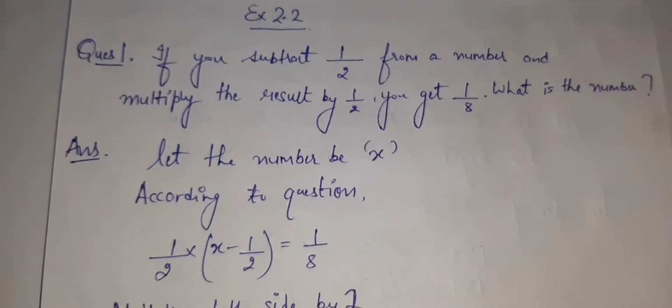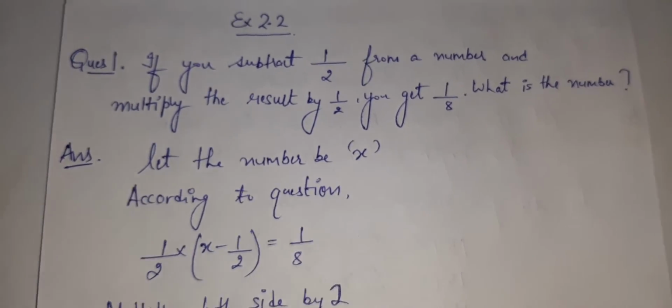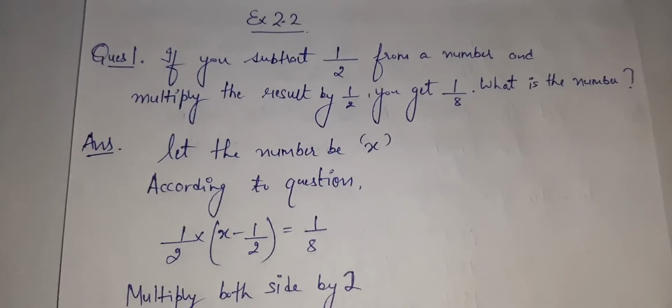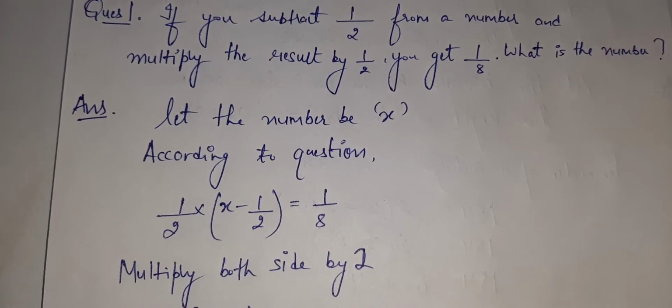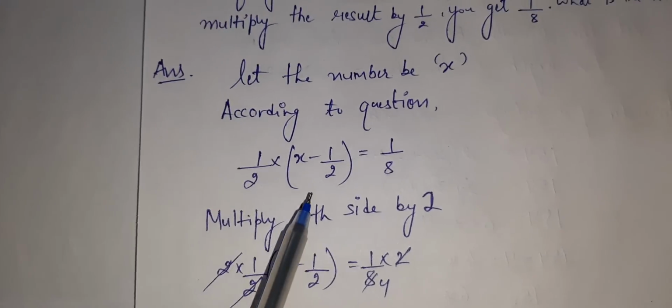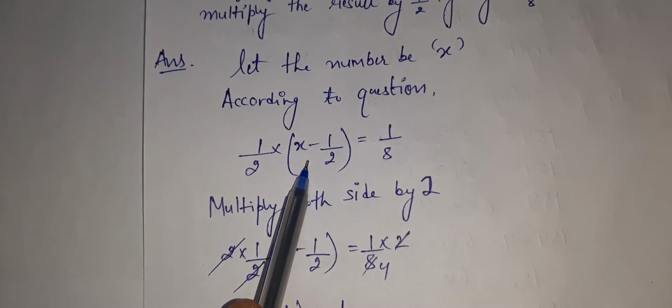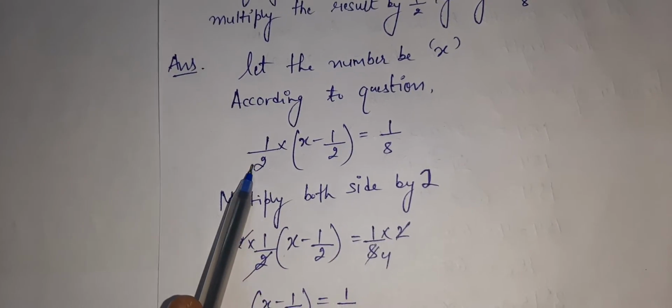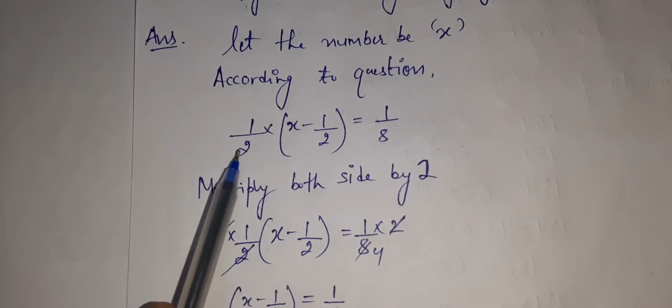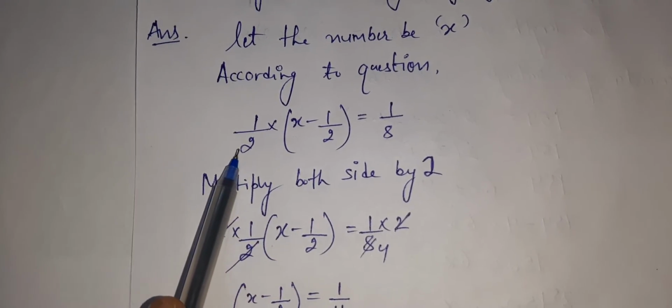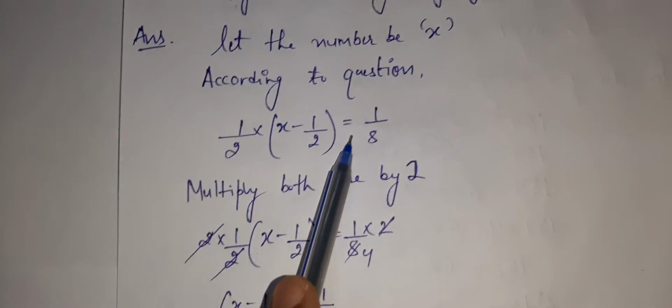We are subtracting 1 by 2 from a number. So let the number be x. According to the question, subtract 1 by 2 from a number, and multiply the result by 1 by 2. We will get 1 by 8.